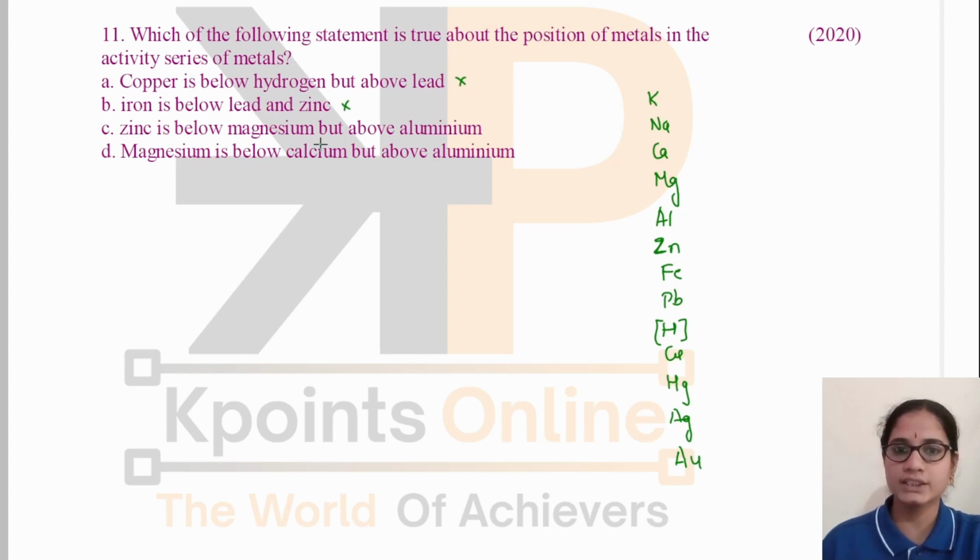Zinc is below magnesium but above aluminium. No, it is not above aluminium. It is below aluminium. So it is wrong. Magnesium is below calcium but above aluminium. See the magnesium, it is below calcium but it is above aluminium. So this is the correct option. So if you have the knowledge about the reactivity series, you can easily solve this question.